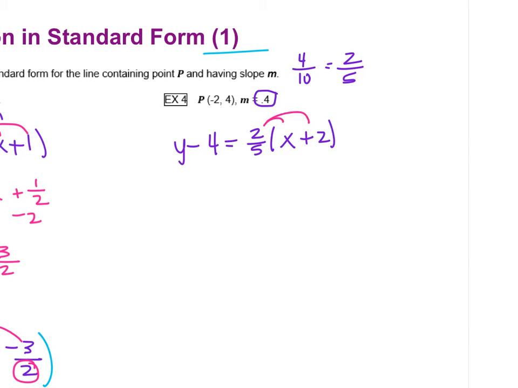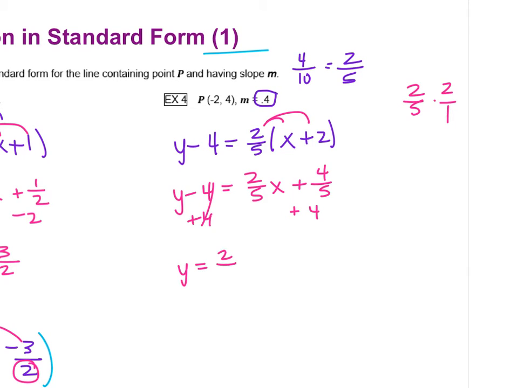Then you distribute your slope, y minus 4 equals 2/5 x. 2/5 times a 2, make that a 2 over 1, we multiply straight across and you get 4/5. All right, then we add 4 to both sides. We have y equals 2/5 x plus 24 over 5.